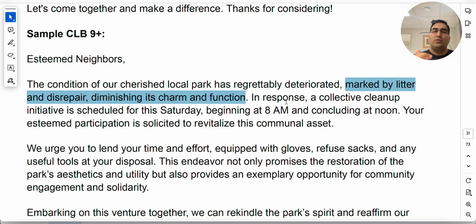So the second part gives you the result. Look, this is the condition and this is the result. This is what's happening because of that. And that is a two-part sentence, which makes it a complex or compound sentence, and you have marks for that.